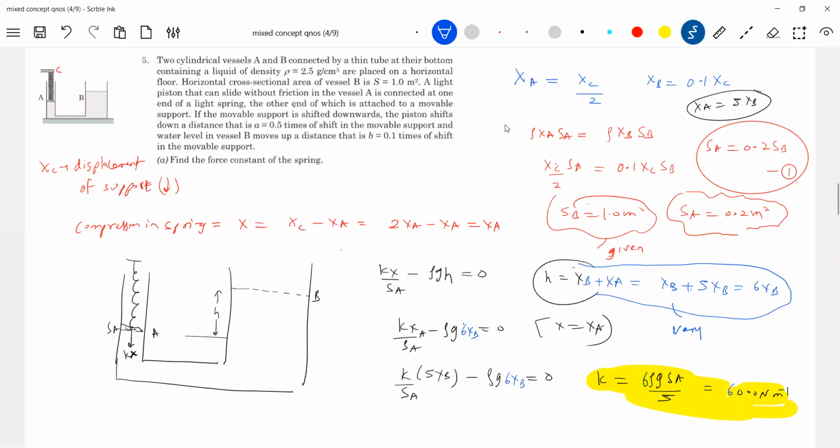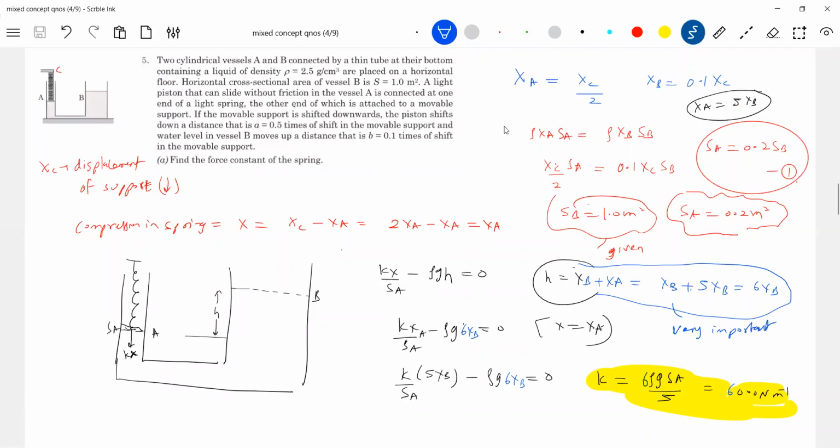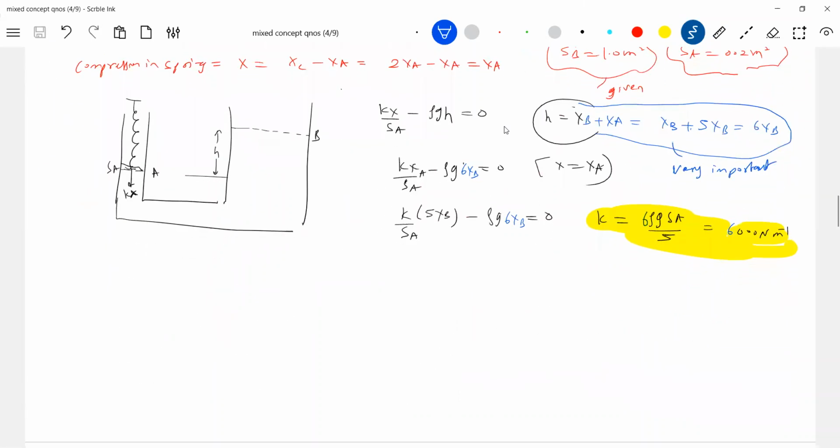I'll write it. Okay, fine. Thank you for the good observation. Okay, we'll go for the next one here. We made one conclusion. I wanted you to solve with that conclusion, not by integration.